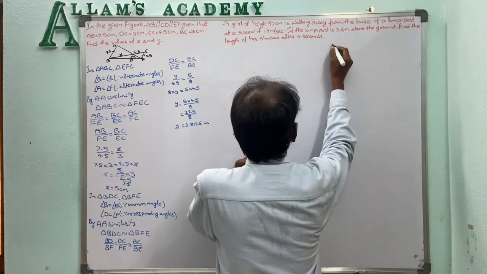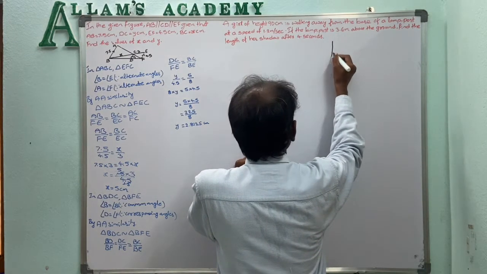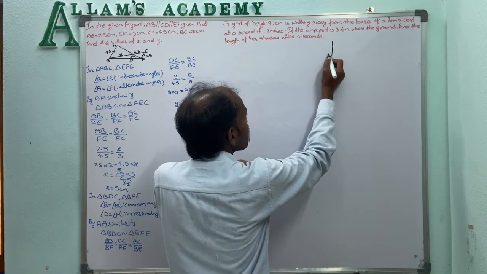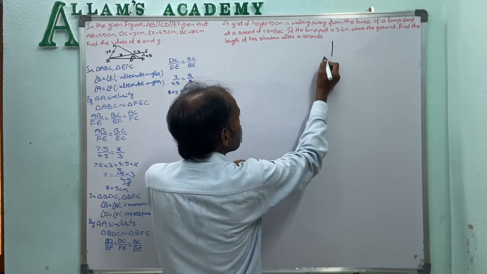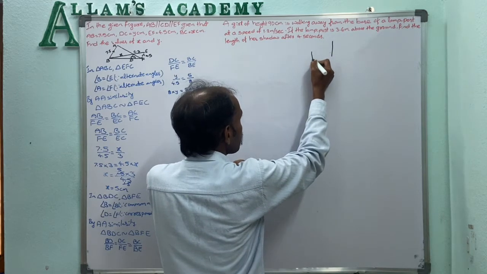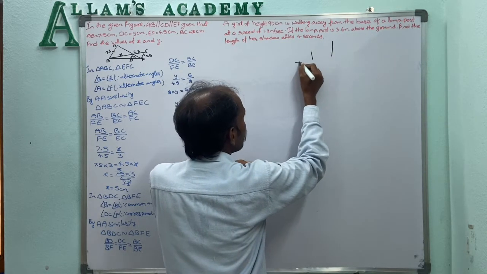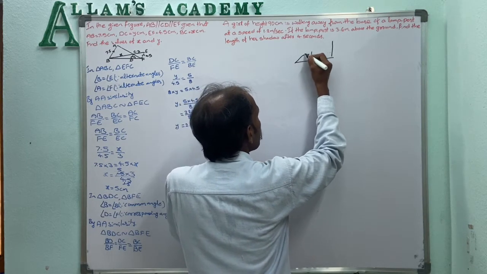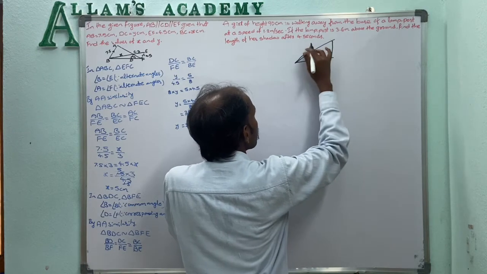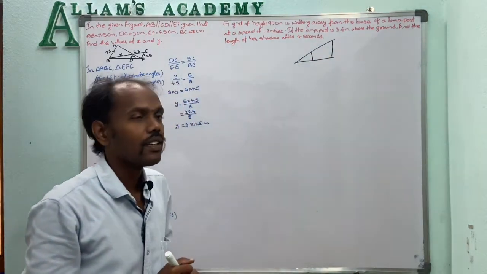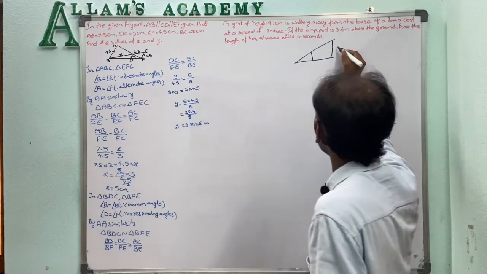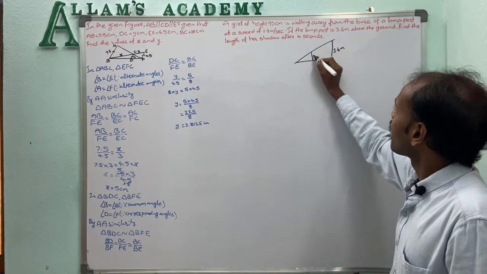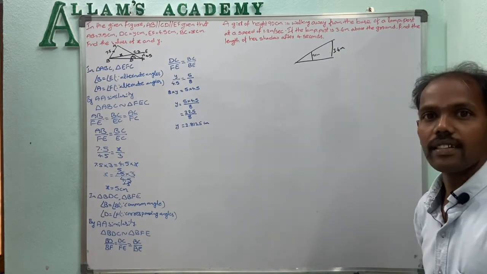Here is the lamp post, and the girl stands at its base; after 4 seconds she will be here. Now her shadow length will be here. Joining the points above the ground gives a triangle. The height of the lamp post is 3.6 meters and the girl's height is 90 centimeters.